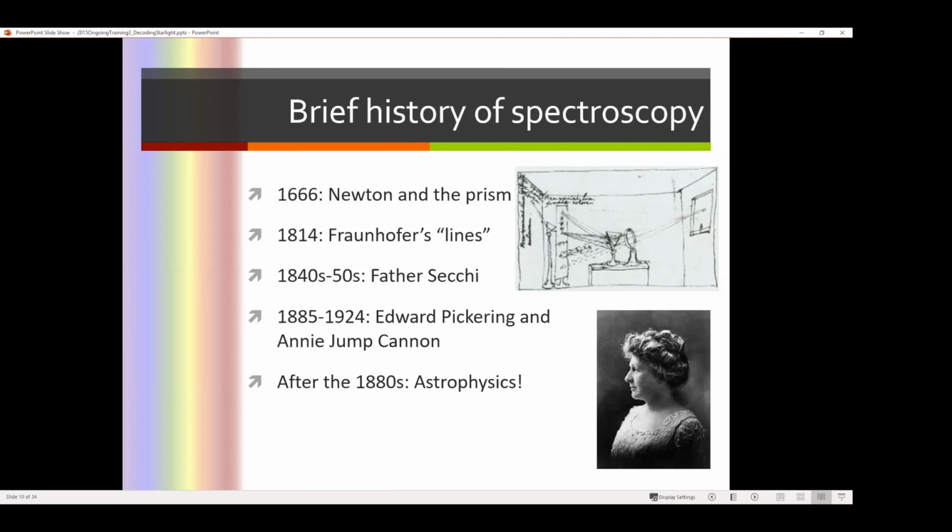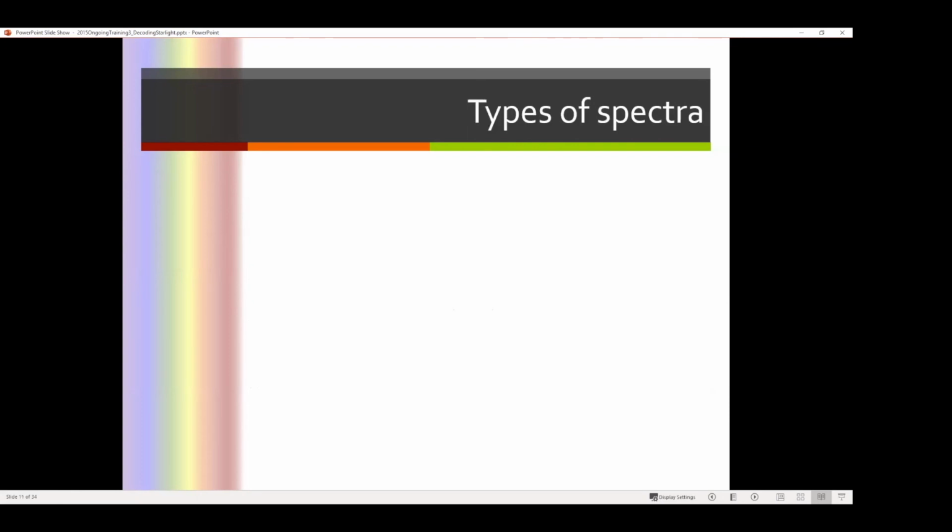So Herschel was among the first, he's the first credited with discovering infrared light and really opening up this idea that there are kinds of light that we can't see and are worth studying. So, a very brief overview of the history of spectroscopy. All right, so types of spectra.